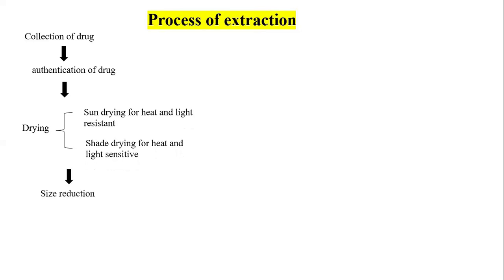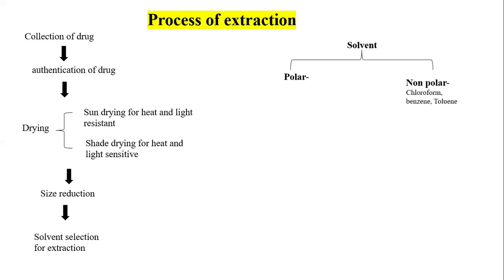Next one is size reduction. With a suitable grinder, we convert the larger size material into smaller size material, and then it is sent for extraction using a suitable solvent, depending upon the chemical components which you want to isolate. There are two types of solvents: one is a polar solvent and the other is a non-polar solvent.